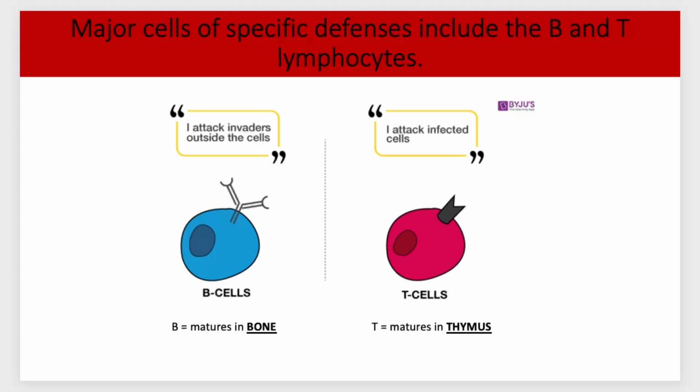So one of the most important things that will come up when you start talking about the third line of defenses is the B cells and the T cells. First, the reason they have these names is they're made in the bone marrow, but B cells mature in the bone. T cells mature in the thymus. So T for thymus, T cells, B for bone, B cells. And they have different roles. The B cells attack invaders outside of the cells, and T cells are going to attack infected cells. And we'll look at how they do this.